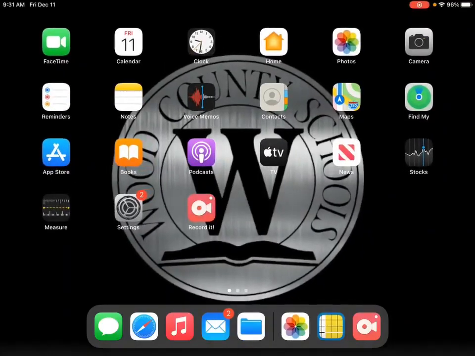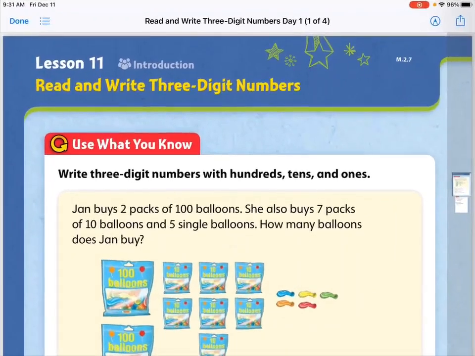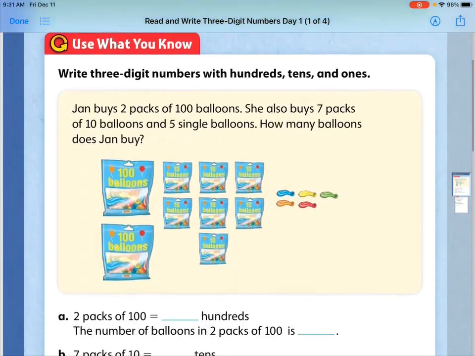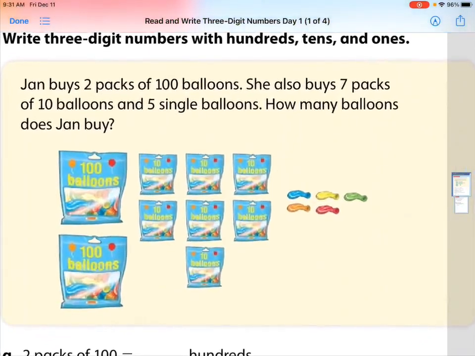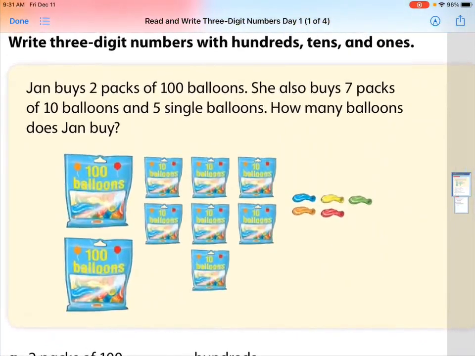All right, so let's take a look now at our instruction book, and today we're going to cover instruction book pages 96 and 97. Let's take a look at our very first problem. As usual, when we have a word problem, we're going to read it and try to understand what it's actually telling us.